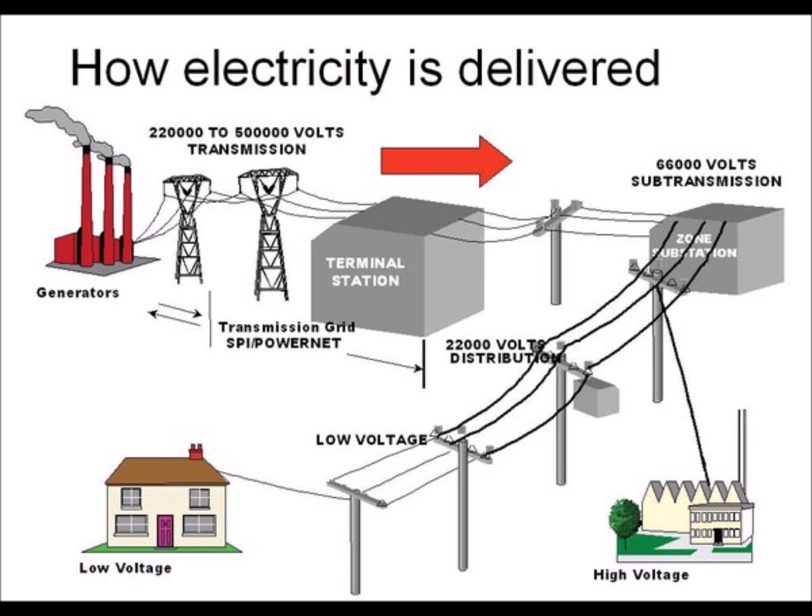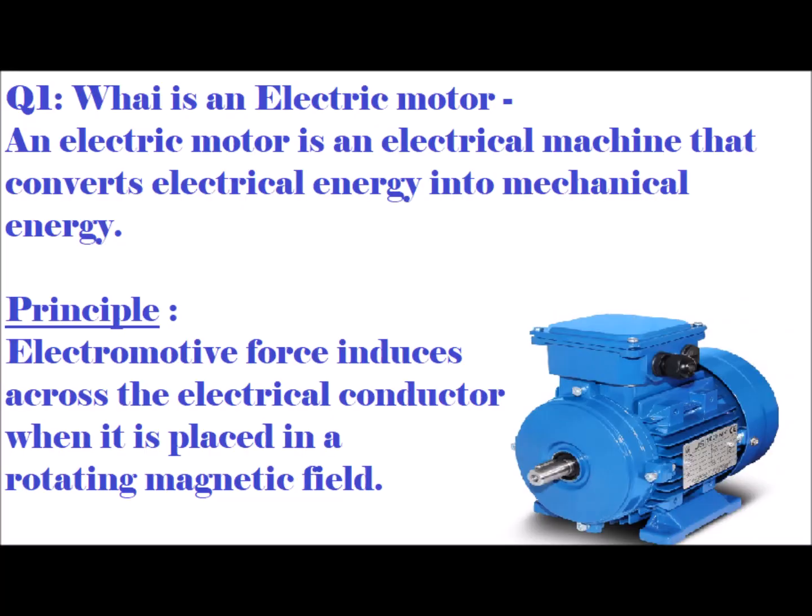Next, coming to its application, the first question, that is, what is an electric motor? An electric motor is an electrical machine that converts electrical energy into mechanical energy in rotating form, and the principle is simple. It works on the electromotive force that is induced across the electrical conductor when it is placed in a rotating magnetic field. So I hope this video was useful for you.